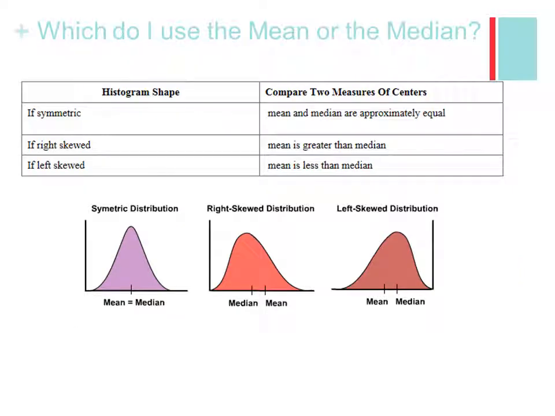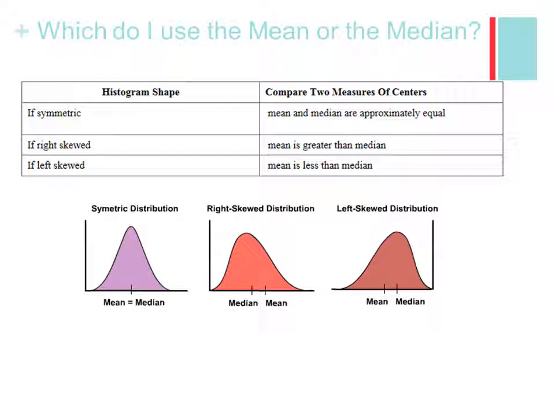So here's just a visual representation, okay, of knowing when to use the mean or the median. So if it's symmetric or roughly symmetric, the mean and median are approximately equal. So look at your symmetric distribution. The mean and median are both going to be in the middle. If your graph is right skewed, so skewed to the right, the mean is bigger.